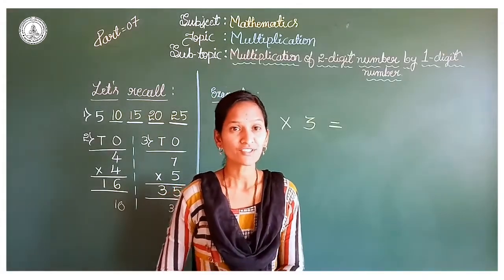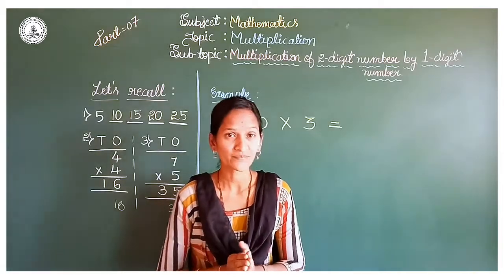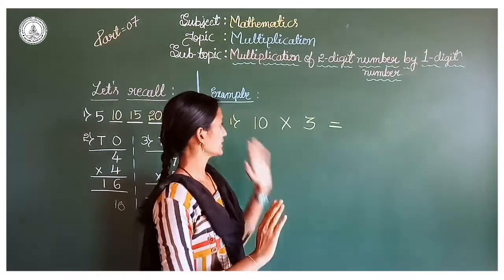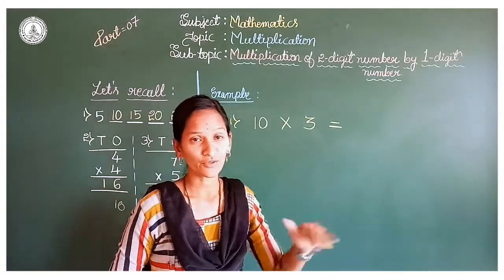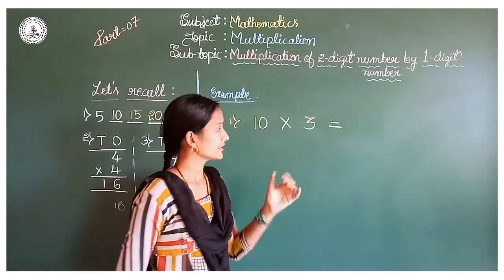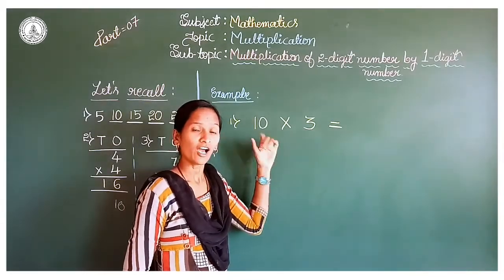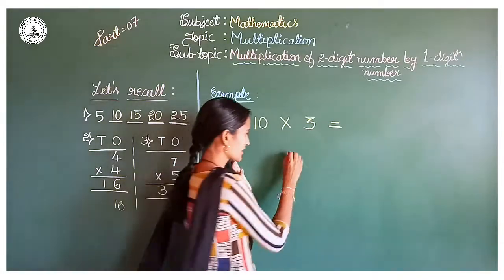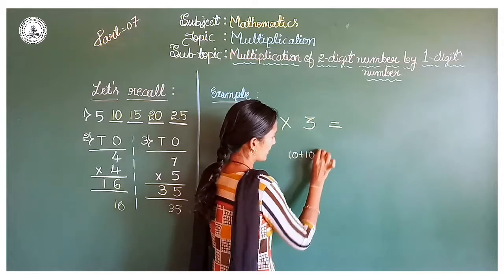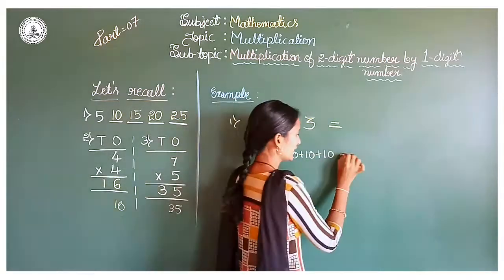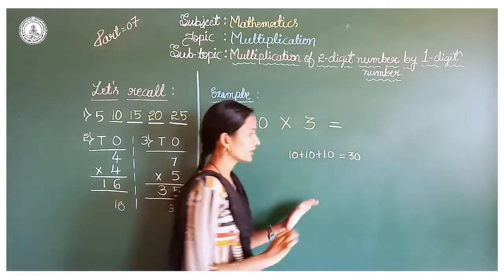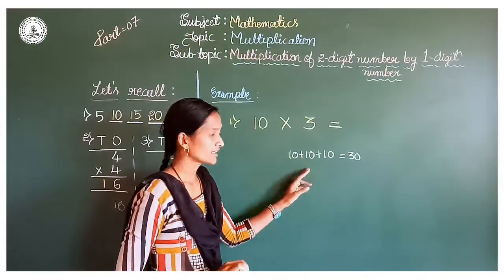So my dear students, now come to our today's concept. The first example is 10 into 3. Already you know 10 threes are equal to 30. It means here we add the number 10 how many times? 3 times, right? So 10 plus 10 plus 10. 10 plus 10 is 20, 20 plus 10 is 30.